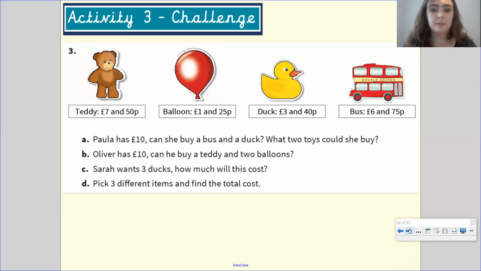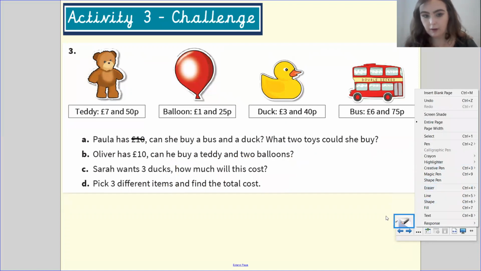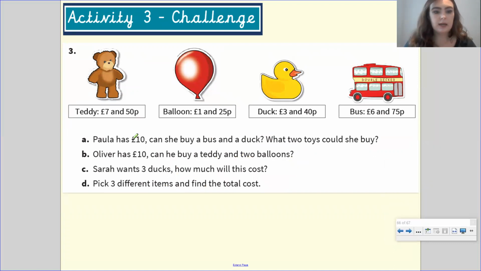Okay, activity number 3. This is one of the challenges. So you've got 3A, B, C, and D. Paula has £10. Oh, that's not the one I wanted. 1 second. Sorry, guys. Wanted the highlighter. Here we go. So Paula has £10. Can she buy a bus and a duck? So you need to say yes or no because. And then what 2 toys could she buy?